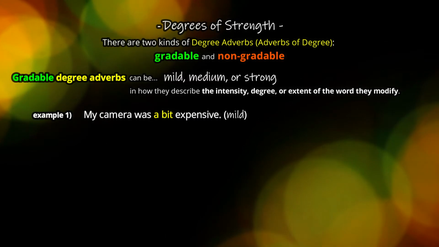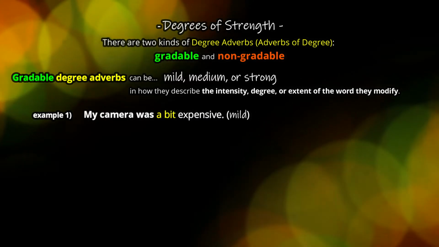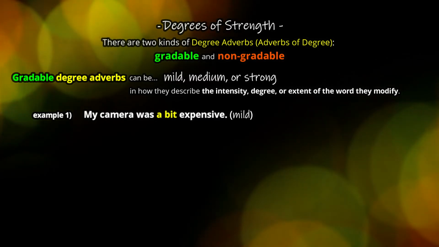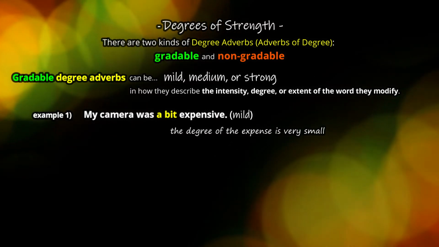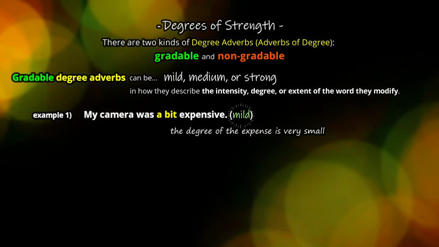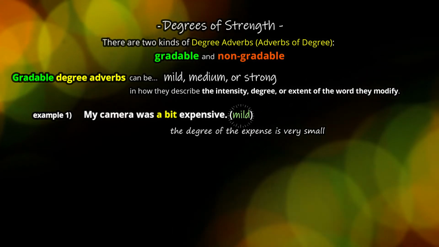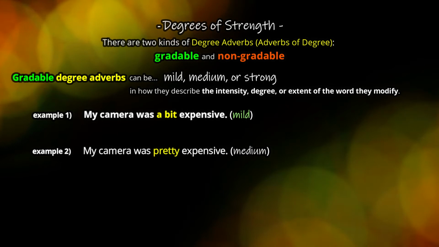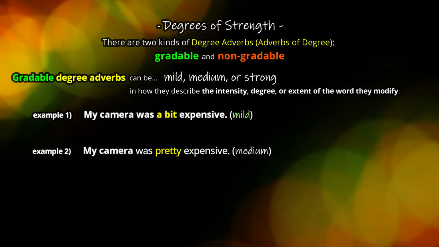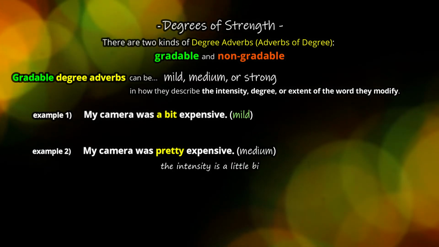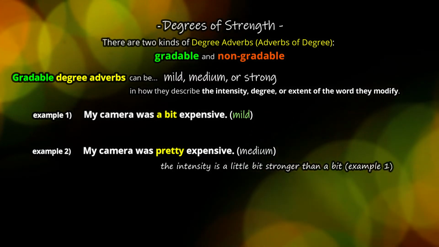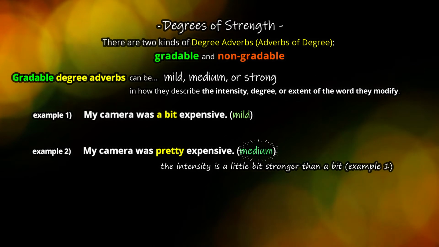So in the first one, we have, my camera was a bit expensive. The degree of the expense here is very small. So it's mild. And if you look at the next example, which is, my camera was pretty expensive, we can see that the intensity is a little bit stronger than a bit.